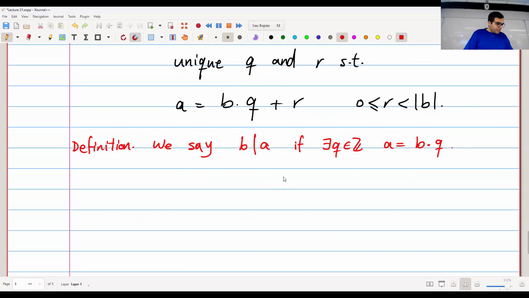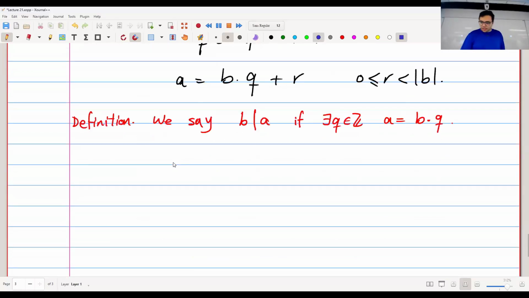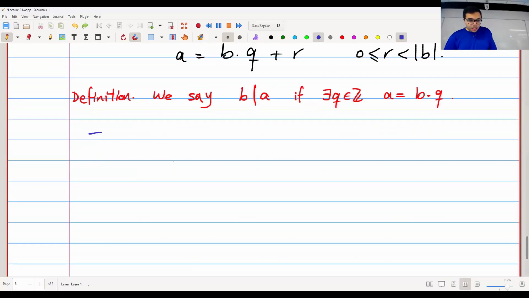Okay, so we can talk about some properties of division. Let's see. Okay, let's go through this really fast. This is theorem 2.2 in the book. And honestly, it's pretty trivial, so I don't want to spend too much time on it.